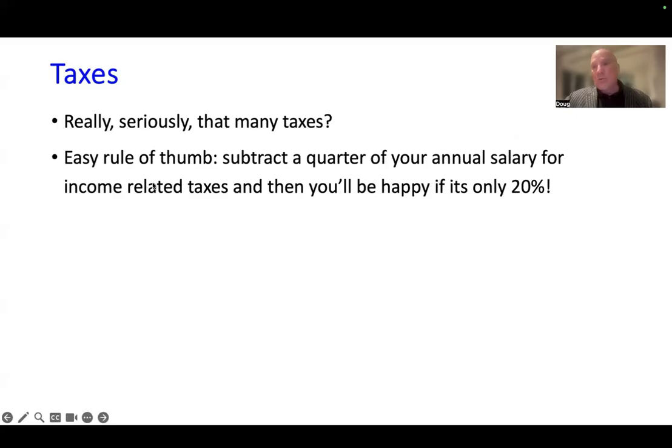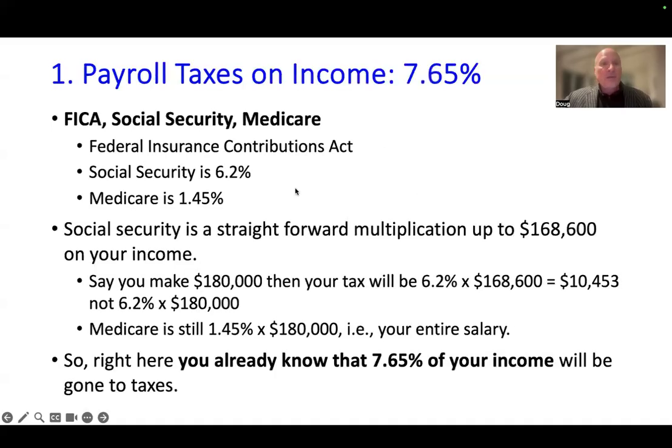But there's an easy rule of thumb when you think about taxes. Subtract, say, 25% of your salary. If you're making 48,000, subtract 12,000. You'll be happy though if it's only 20% that you're subtracting instead of a full quarter. So just kind of a quick rule of thumb, somewhere between 25 and 20% is the amount you're going to pay in taxes. So let's start with payroll taxes.